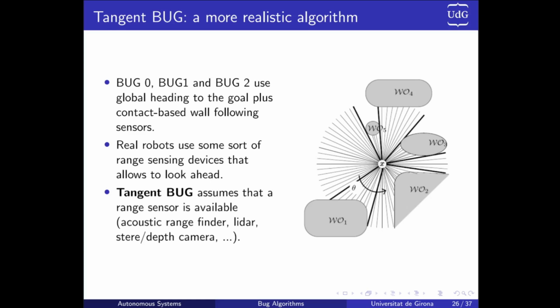Here the idea is to relax a little bit this constraint that the only sensors that we have are contact sensors, and assume that we have range sensors. Okay, that we can measure distances not just when we are almost touching the wall, but at some distance from the wall. Here in Bug 0, 1, and 2, we just use global heading and this contact-based sensing, while real robots tend to have range sensors, and then Tangent Bug will make use of these range sensors. You can say acoustic rangefinders, LiDAR, depth cameras, whatever you need.